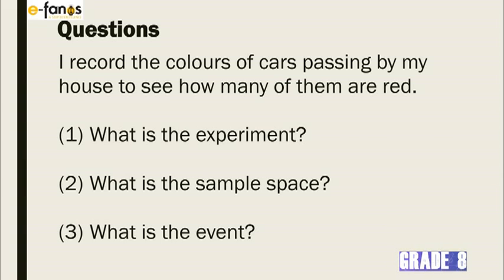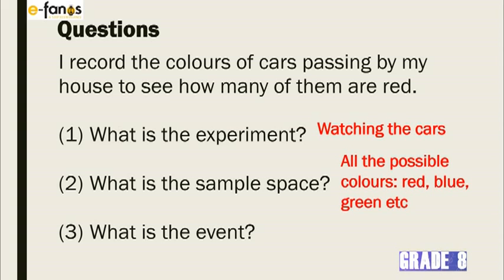Here are the answers. The experiment is watching the cars. The sample space is all the possible colours, red, blue, green, etc. The event is the car being red.